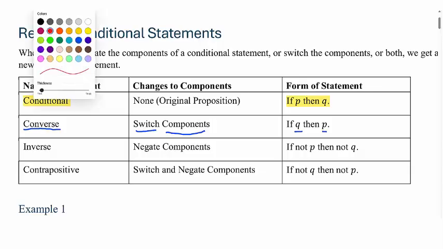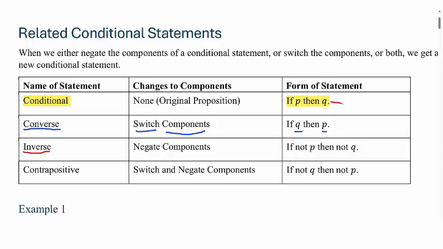The inverse refers to when we take, again, that original conditional statement. If we take that statement and we do not change the order, but what we do is put a negation of each of the individual components. So if not P happens, then not Q happens. Or another way of saying that is if P doesn't happen, then Q doesn't happen. So when we negate the components without switching the order, that's called the inverse.